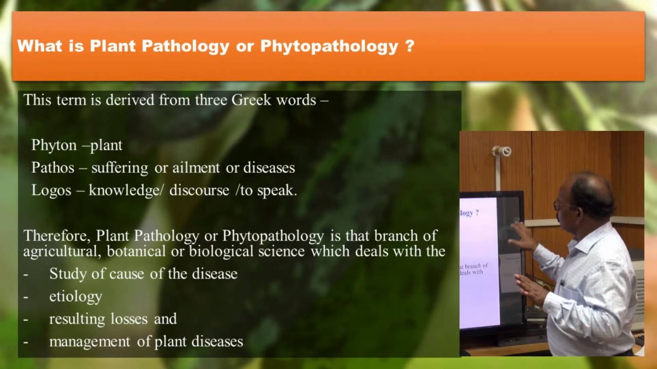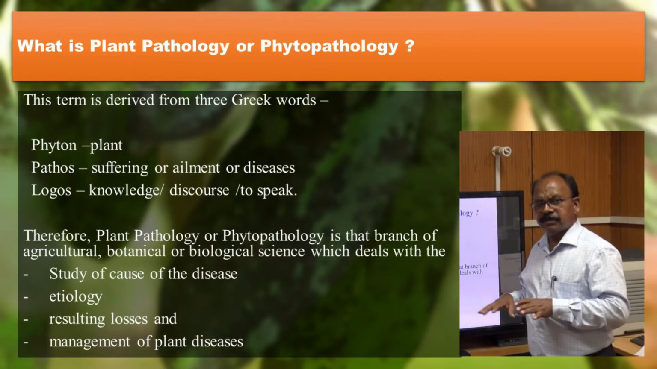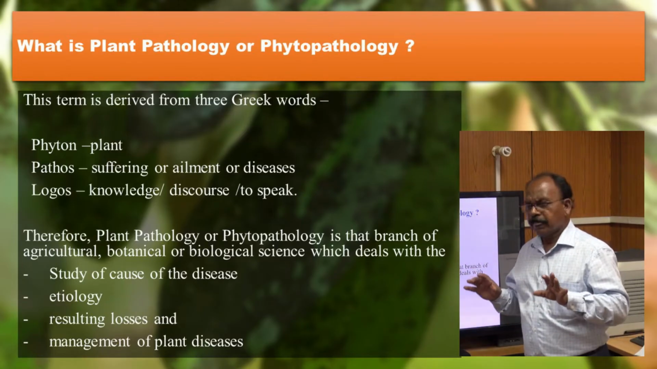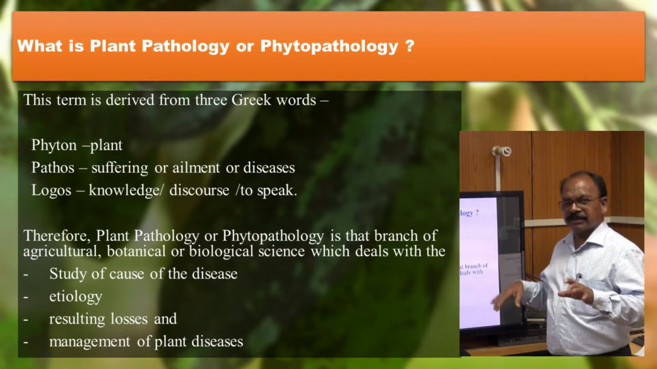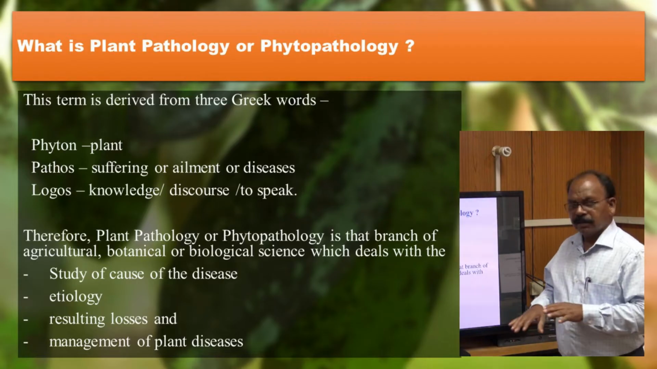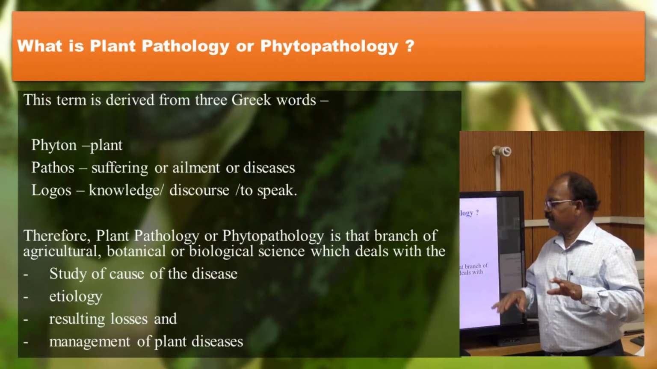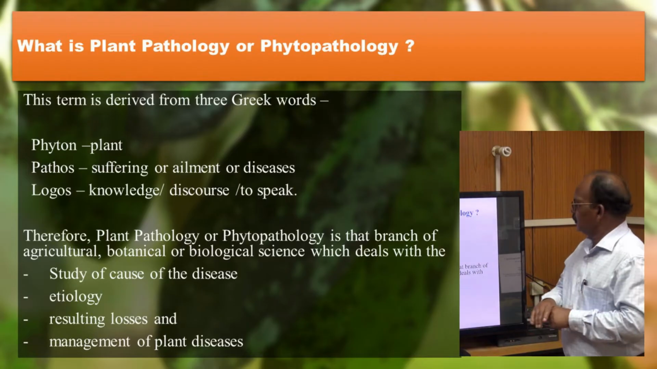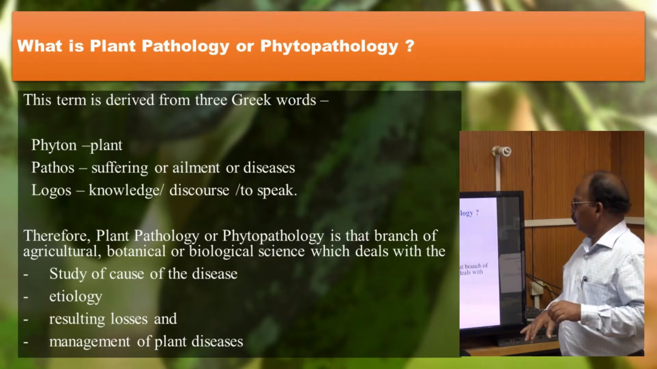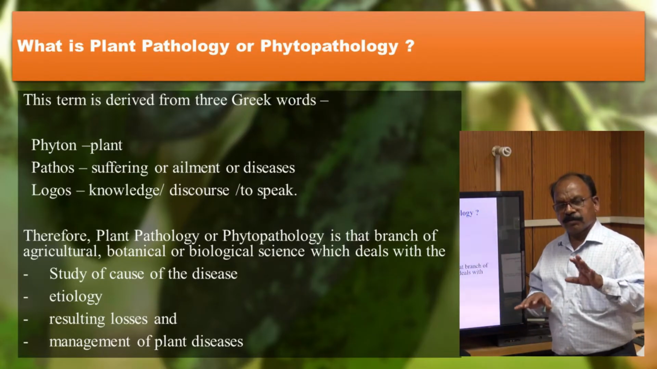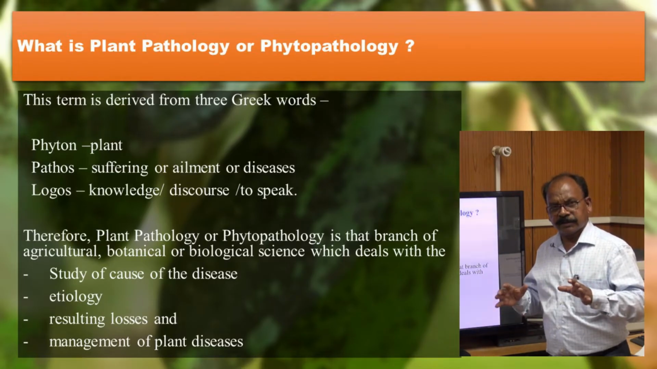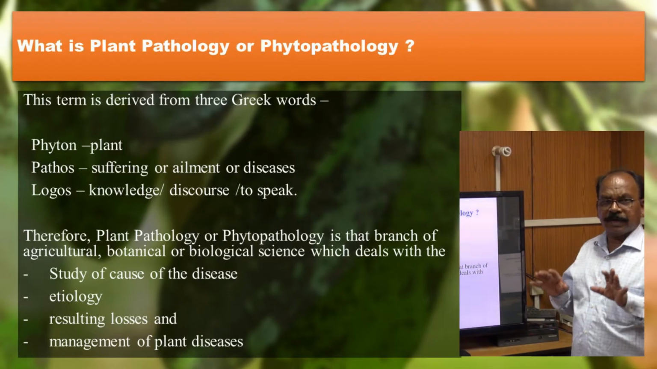The term phytopathology is derived from three different Greek words. Phyton means plant, pathos means suffering or ailment or disease, logos means knowledge or discourse. In a nutshell, we can say that plant pathology or phytopathology is that branch of agricultural, botanical or biological science which deals with the study of the causes of the plant diseases, etiology, resulting losses and management of the plant diseases.